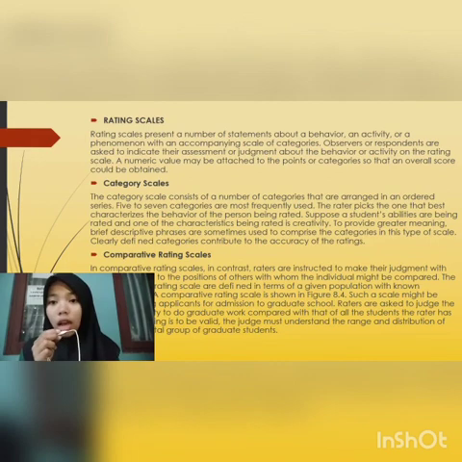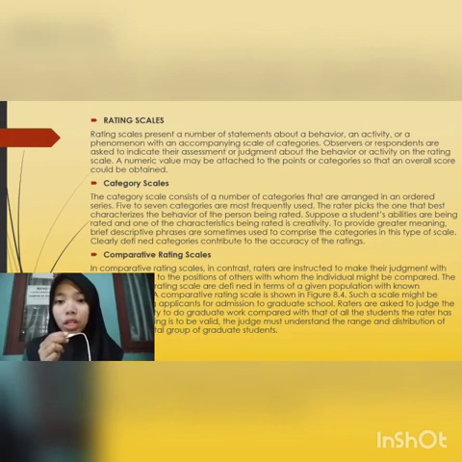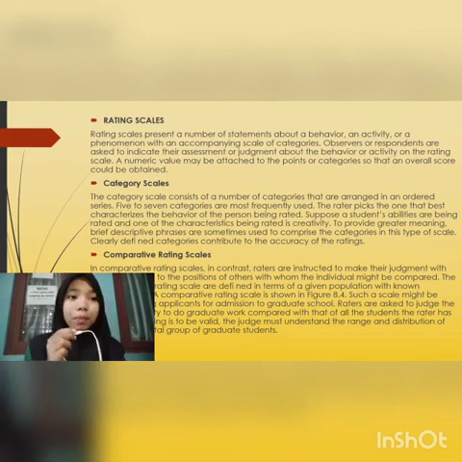Raters are asked to judge the applicant's ability to do graduate work compared with that of all students the rater has known. For the rating to be valid, the judge must understand the range and distribution of abilities in the total group of graduate students.